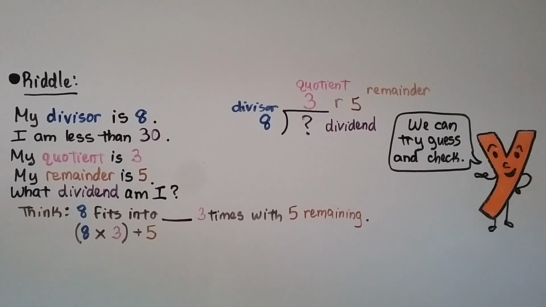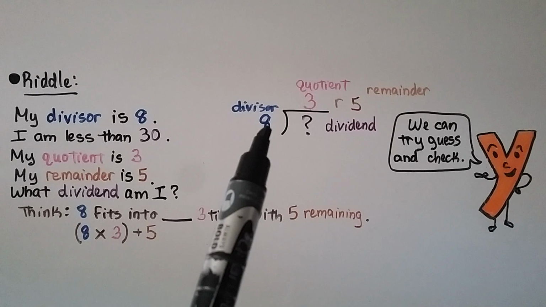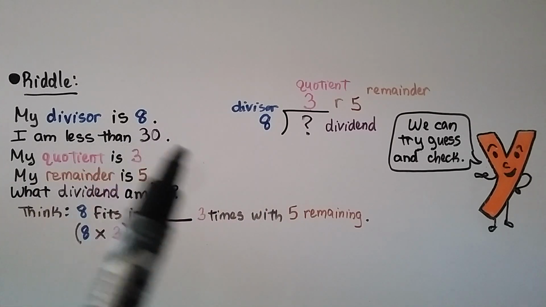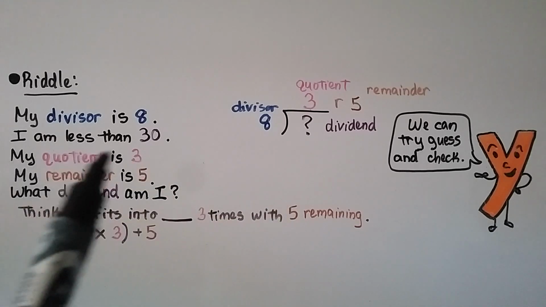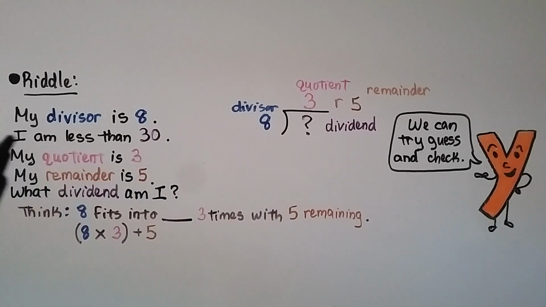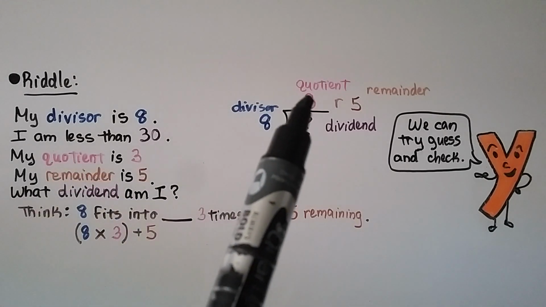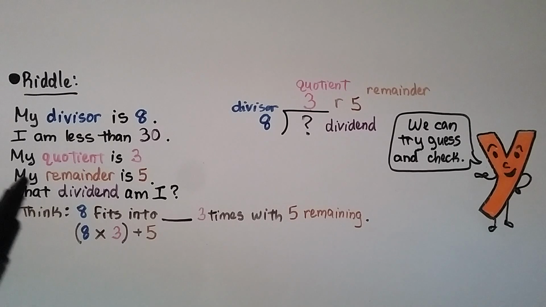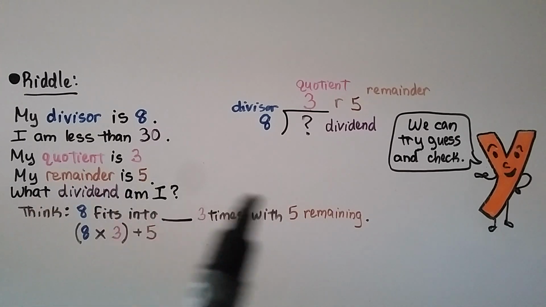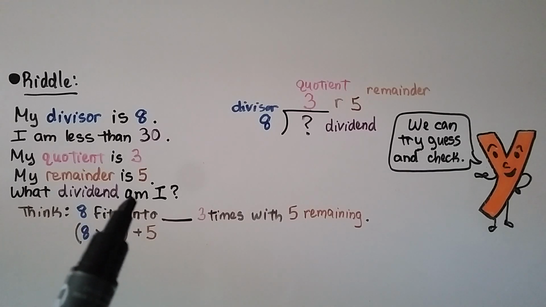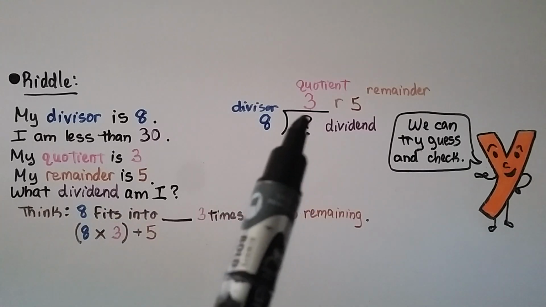Here we have a riddle. It says, for the clues, my divisor is 8. Okay, well, we know the divisor is 8. And it says, I am less than 30. So we know that whatever we're looking for is less than 30. It says my quotient is 3. So we know that's a 3. And it says my remainder is 5. So we know we've got a remainder of 5. What dividend am I? So we're looking for this dividend.